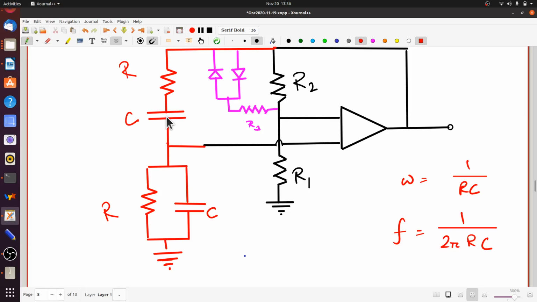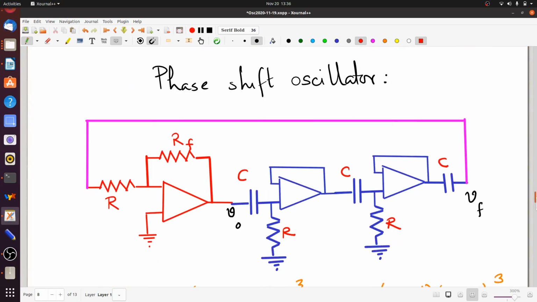So how do you shift the phase? Well, you can easily make the phase shift by using RC combinations. So that's basically what is being done here in this circuit.